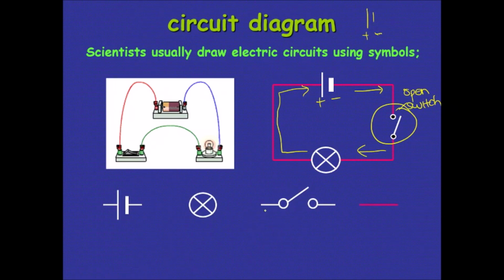Okay, so we're just going to go through what they are. So this is the cell, the lamp or light, the switch. So that's open, and if you were to do a closed one, okay.